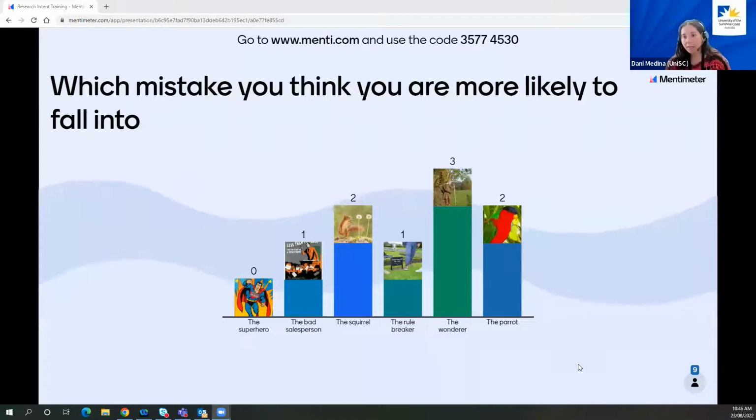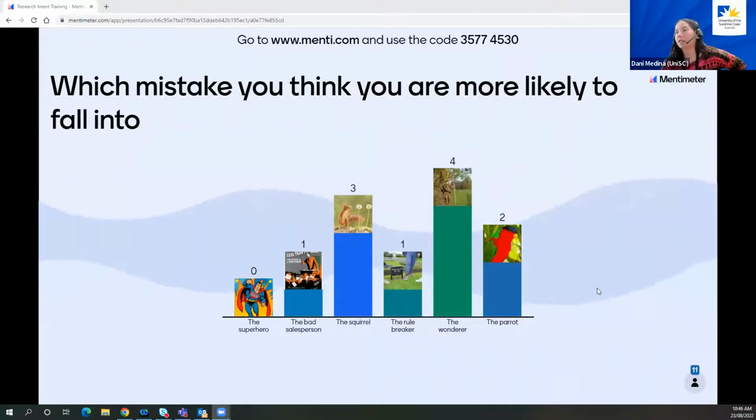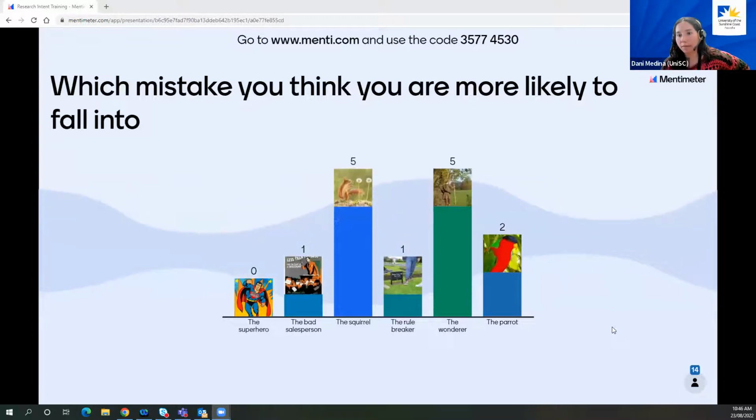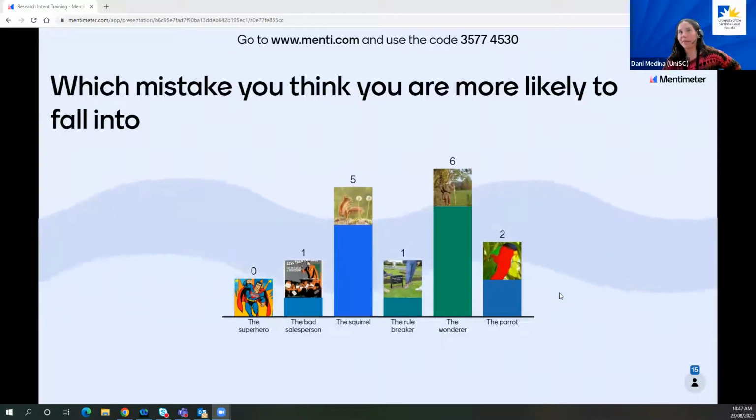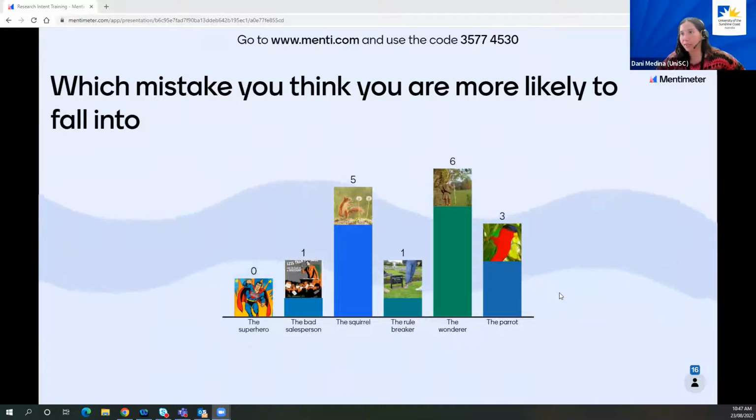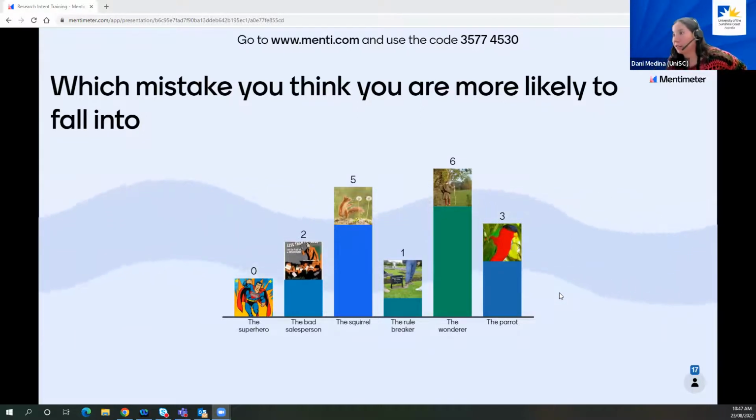Oh, you guys are really quick. I see some results going in. So everyone can see my screen with the graph bar. Oh, cool. So I was just really curious to understand which mistake you think you're more likely to fall into. I think I gave you the chance to do more than one.